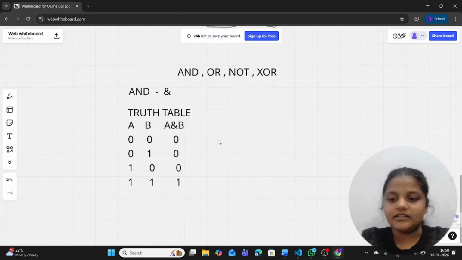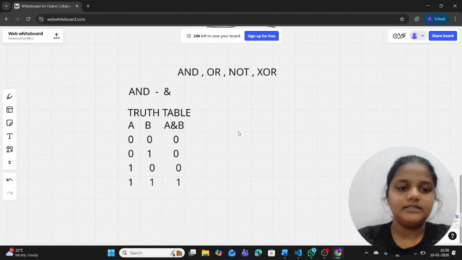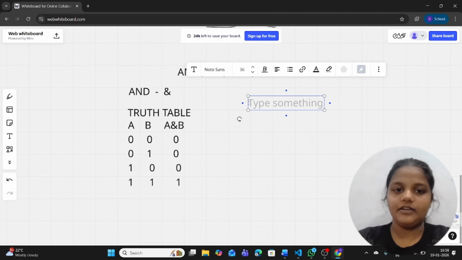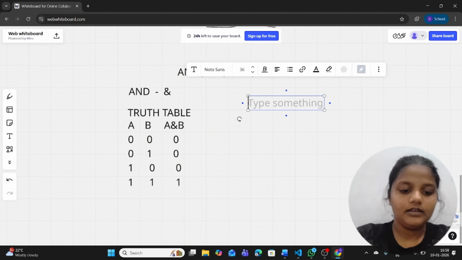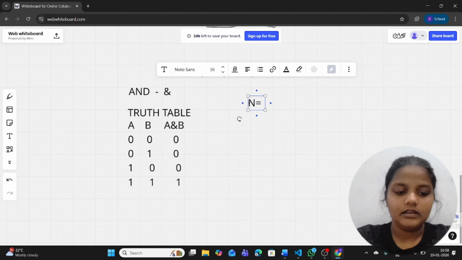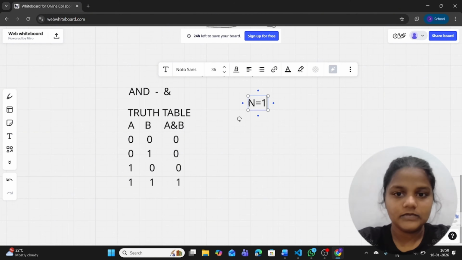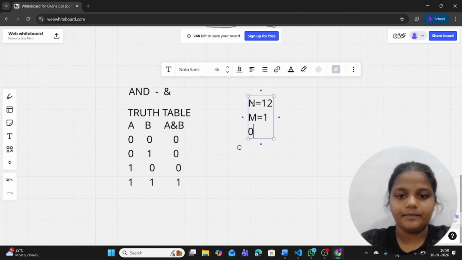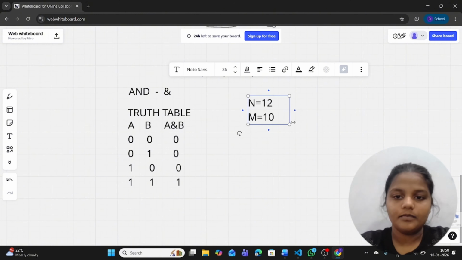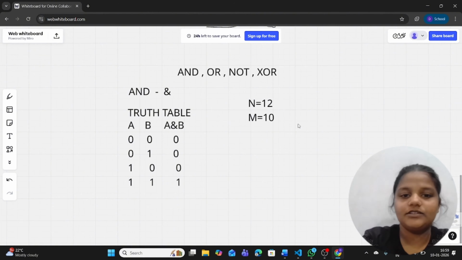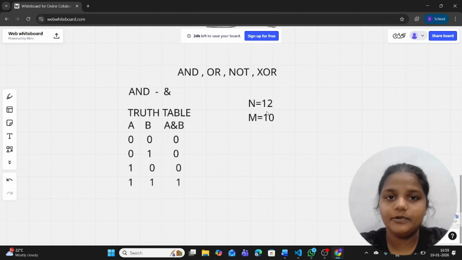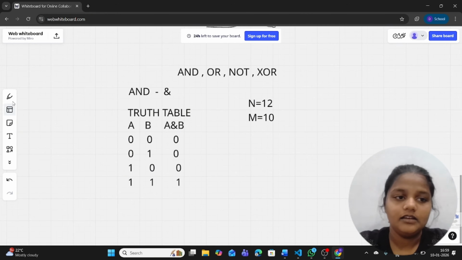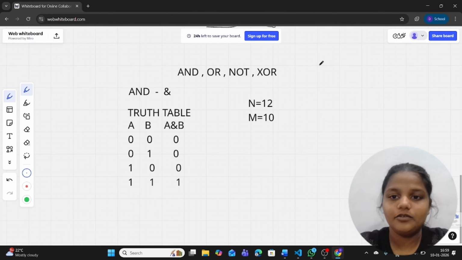So how are we going to check this? We are going to take two numbers and AND them. I am taking n equal to 12 and m equal to 10. Now, what is the rule? First we convert them to binary numbers. For converting to binary numbers, we just divide by 2.